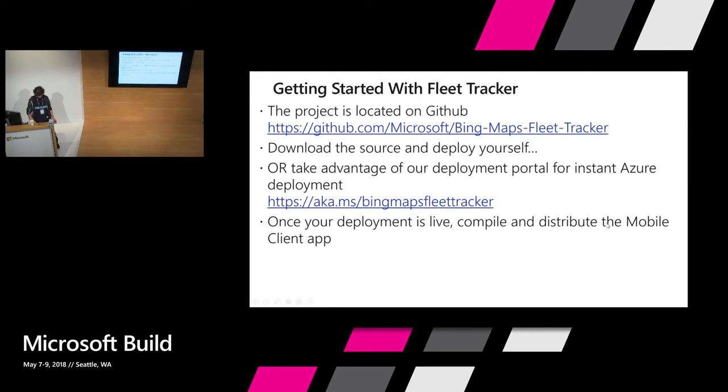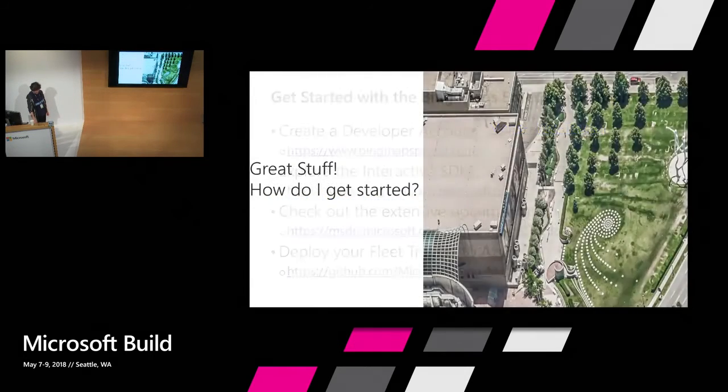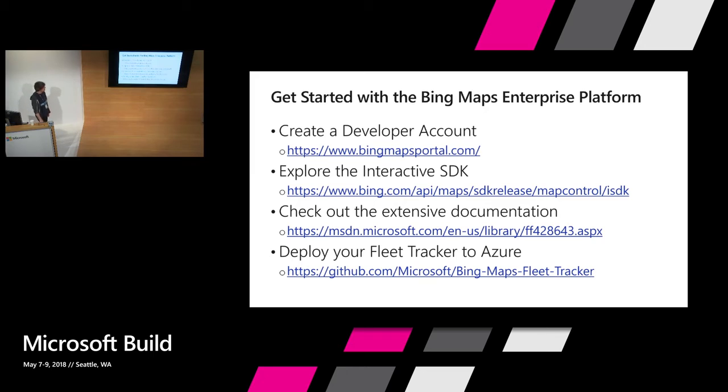And I think that was the last official slide. I have a great "how do I get started." And really, the only URL that you have to remember is this one. Everything else is linked off of it. So this is our developer portal, bingmapsportal.com. There you'll find our interactive SDK, our documentation on MSDN, all of our marketing materials, all that good stuff.